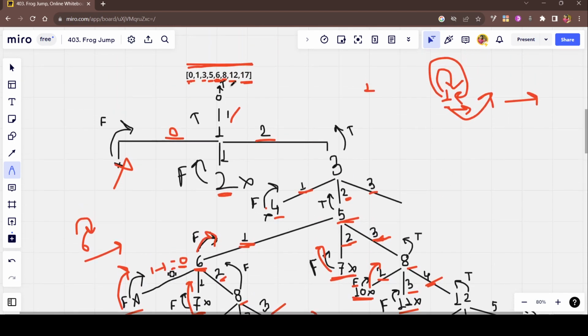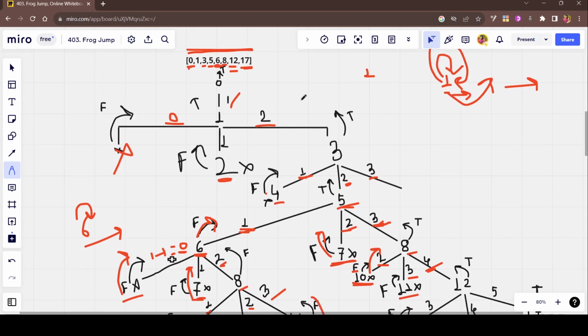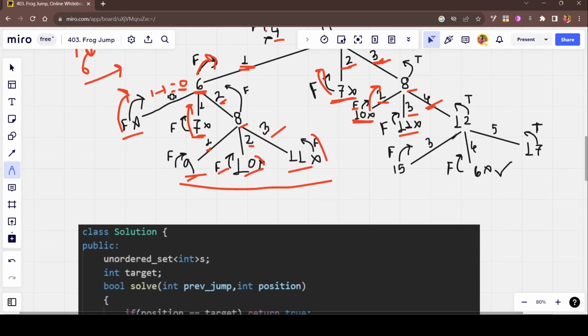Now see, on 12th I have a stone. So I am safe now, so I can take that jump. Now I am on 12. Previously I have taken a jump of 4 units. So what are my choices now? 4 minus 1 is 3, 4 itself, and 4 plus 1 is 5.